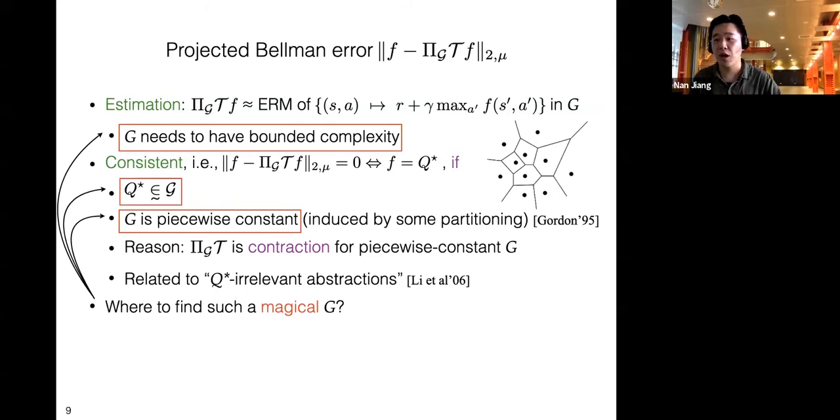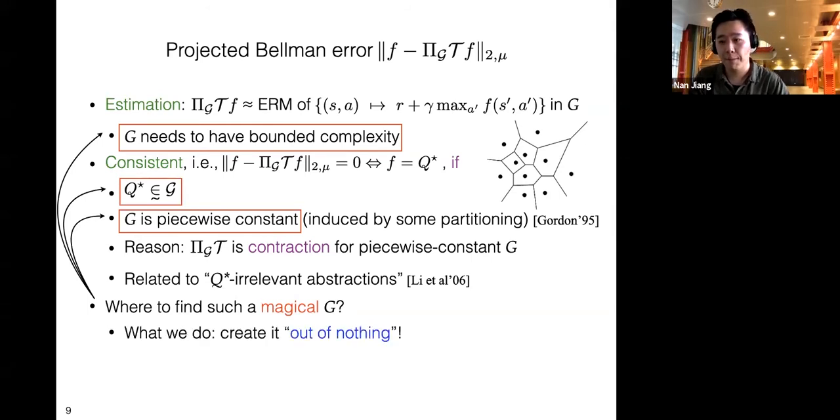Now, this whole thing is pretty promising, except that you now need to hand me this G function class, which has these three magical properties, right? It needs to have bounded capacity, it needs to contain Q star, and it needs to be piecewise constant. In the context of a piecewise constant function class, the statistical capacity of the function class is roughly speaking the number of partitions you get. If you partition your state action space very coarsely, then as you can imagine, each partition will get a lot of data, and then you can estimate things there very accurately.